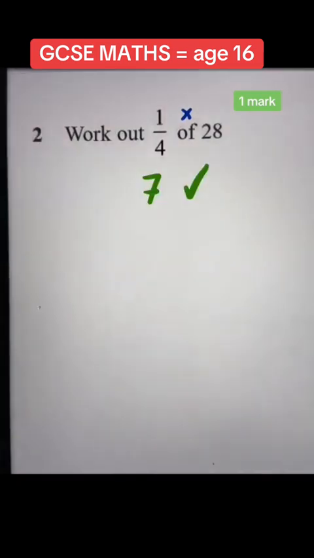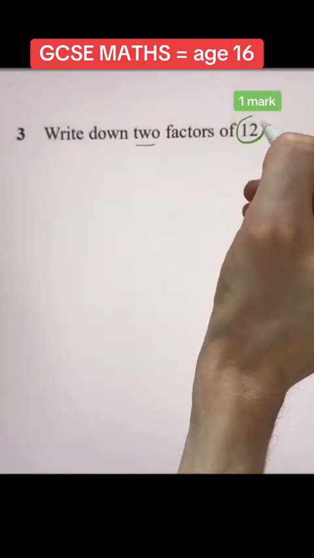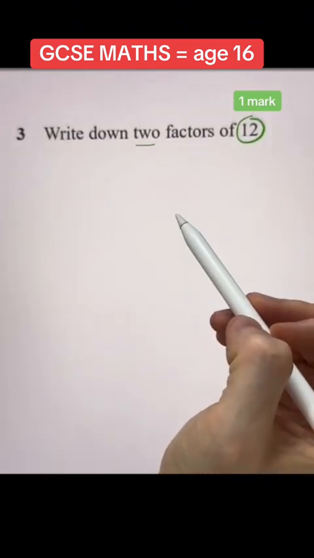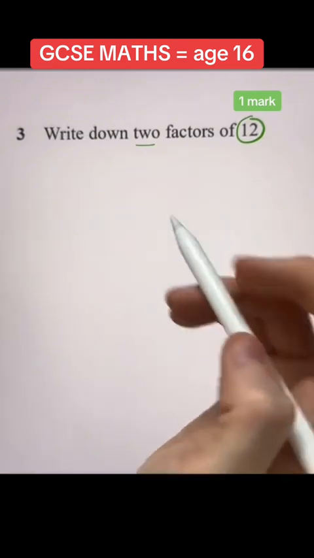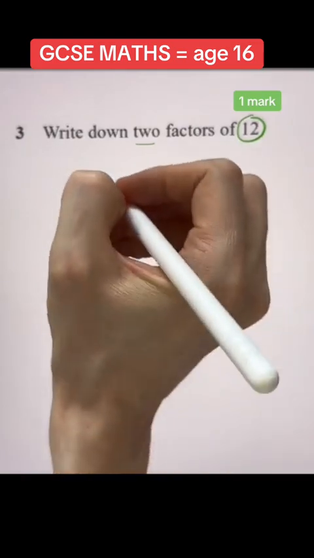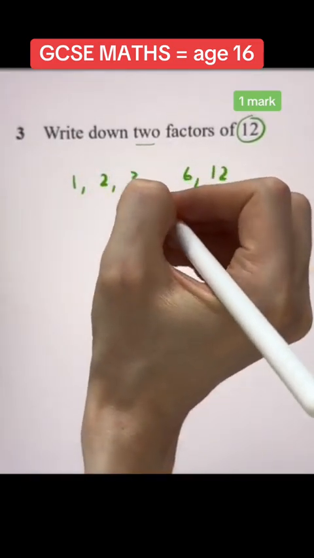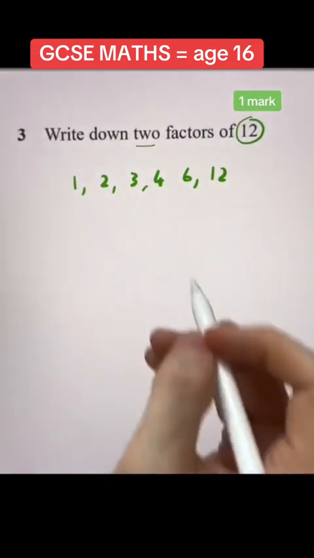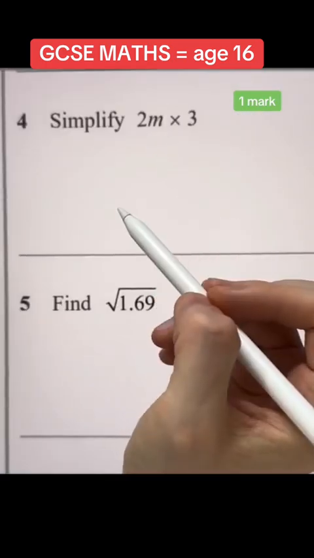gives you 7. Question 3, write down 2 factors of 12. Well, the factors of 12 are any two numbers that divide into number 12 and do not give a remainder. Generally, factors come in pairs, known as factor pairs, apart from if the number is a square number. Hence, the factors of 12, we could have any two from 1 and 12, because 1 times 12 will give us 12. We know 2 and 6, as 2 times 6 will give us 12. And we know 3 and 4, as 3 times 4 will give us 12. So any two.